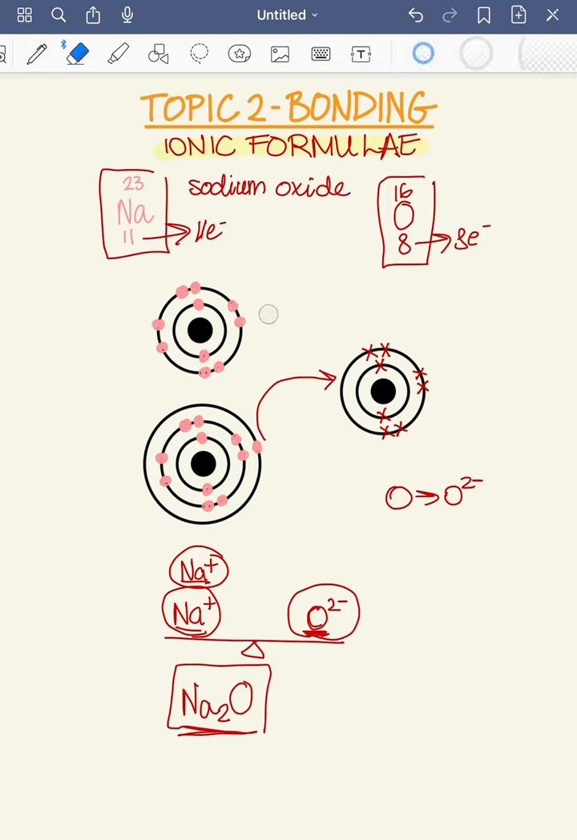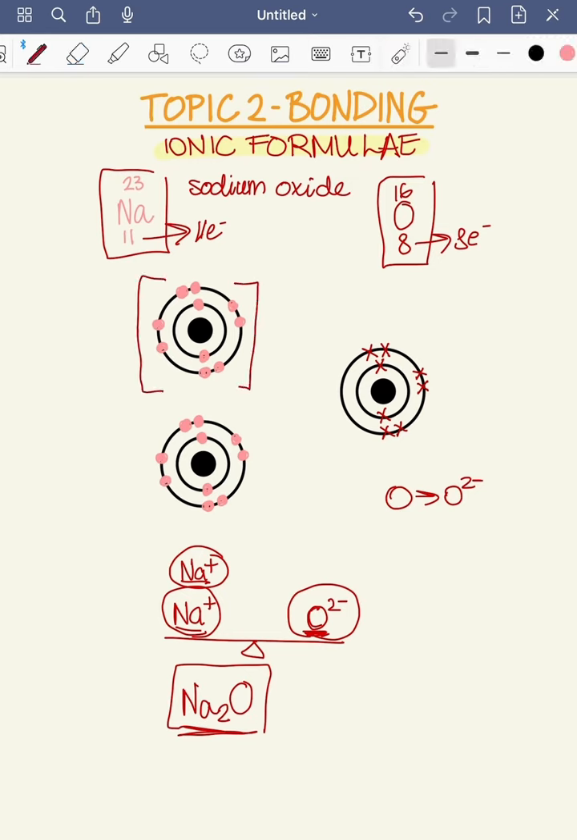So I'm just going to get the outer shell, remove the outer shell from our sodium, and remember I need to add my brackets and the charges. These are my 2 sodium ions, and then our oxygen ion gained 2 electrons from the sodium, and now it has a 2 minus charge. So there is a strong electrostatic force of attraction between your positive ions and your negative ions.